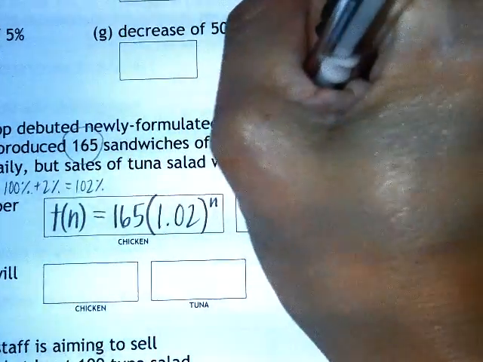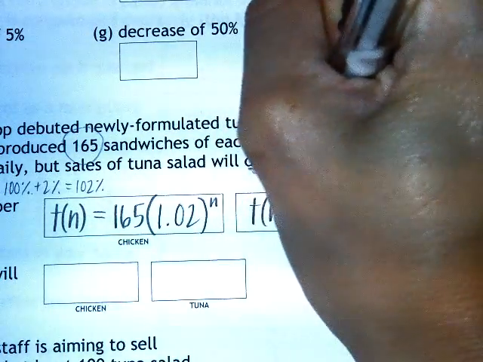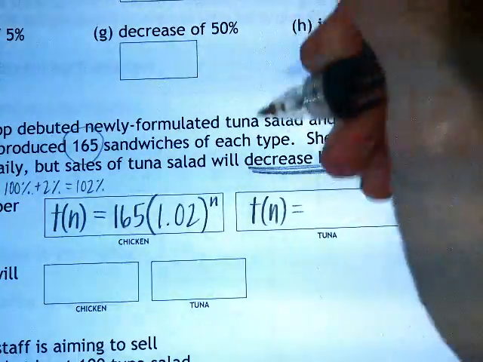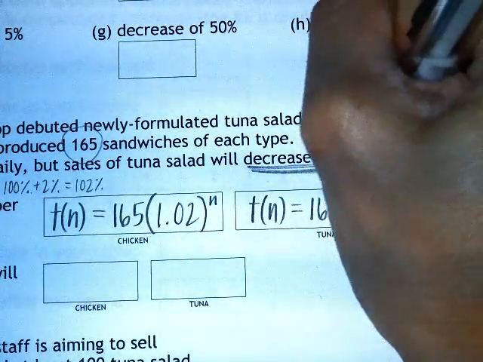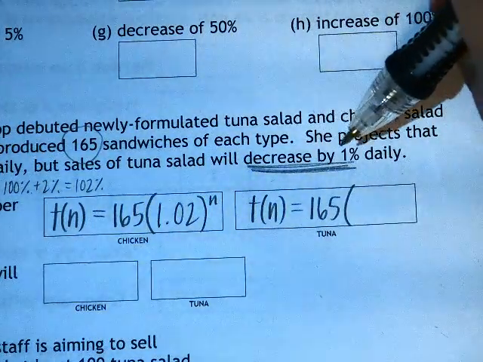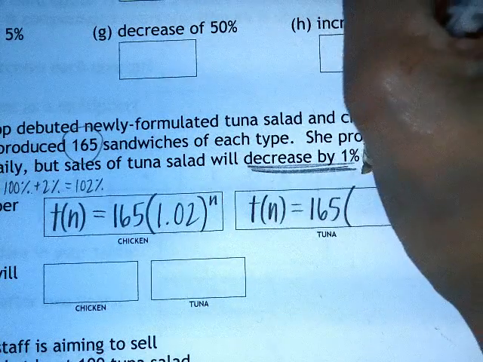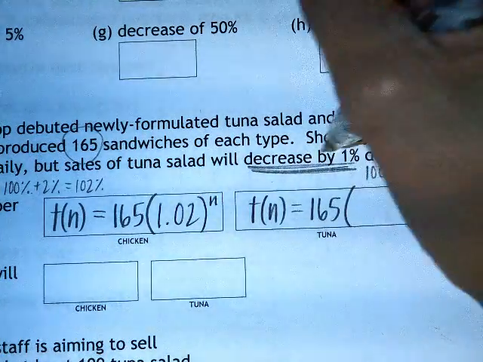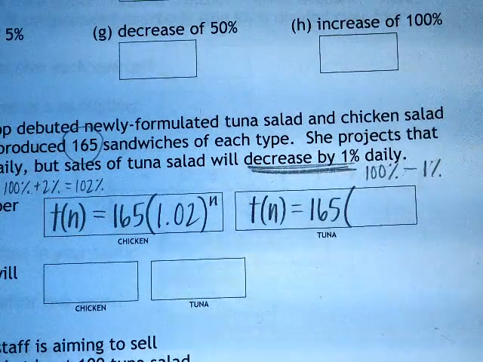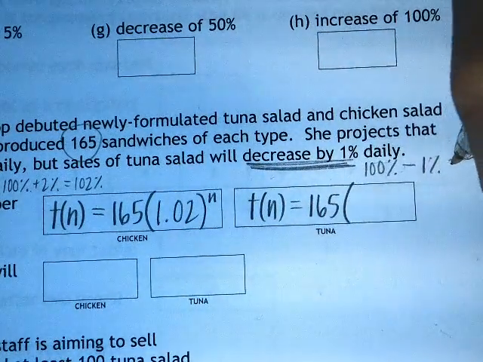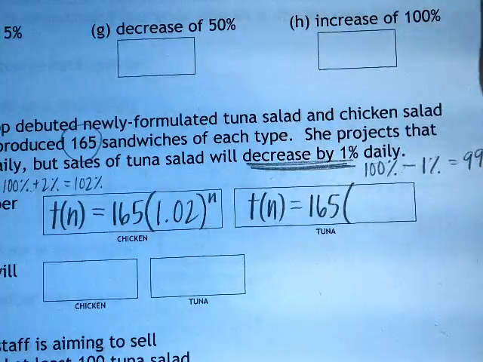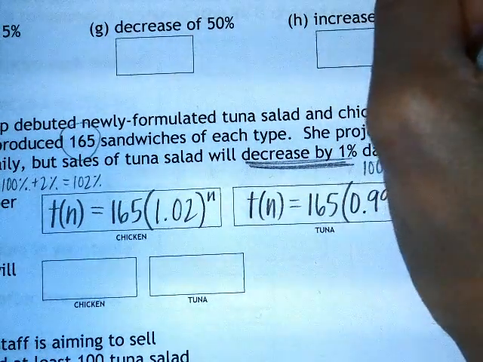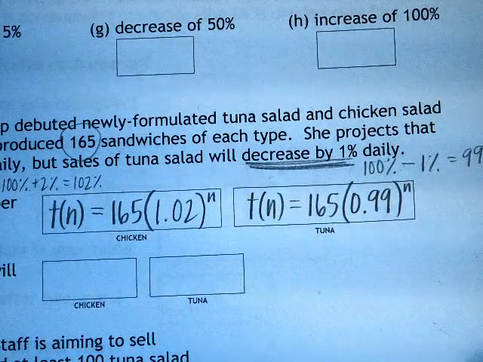Same thing goes with the tuna salad sandwich. We have T of n equals, it does say that 165 is the initial value of each type, so I'll keep that 165, times, we are decreasing by 1%, so that means 100% of the sandwiches sold, minus, because we're decreasing, 1%. 100 minus 1 is 99%. Change that to a decimal becomes 0.99 as our multiplier to the power of n.